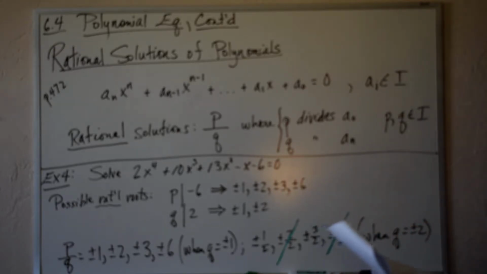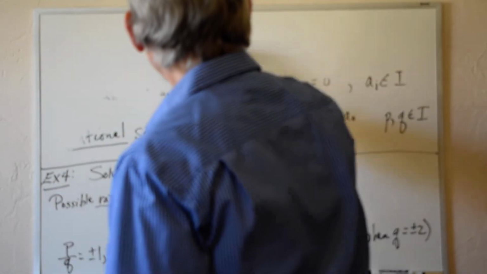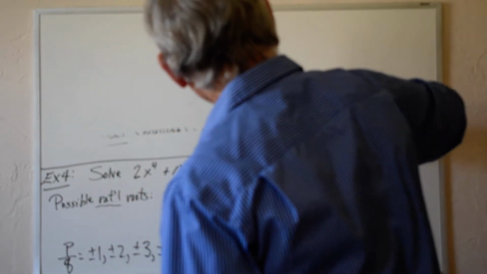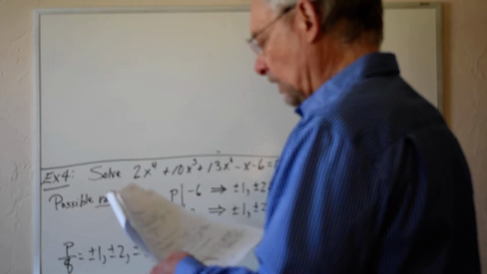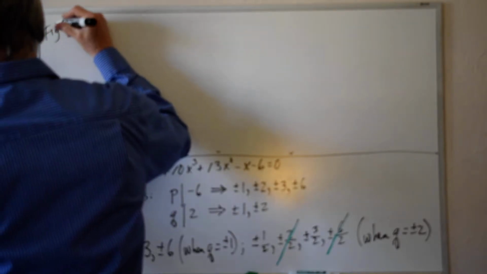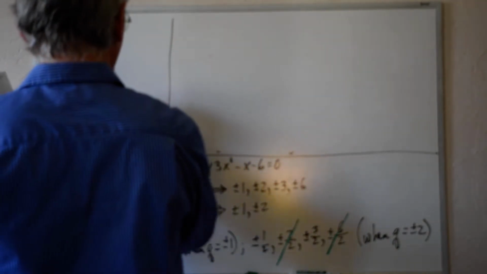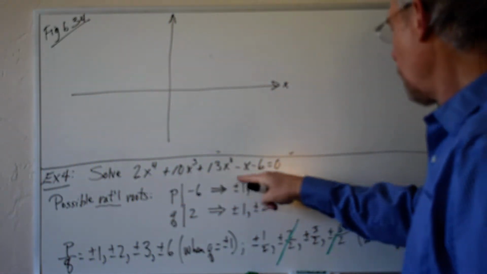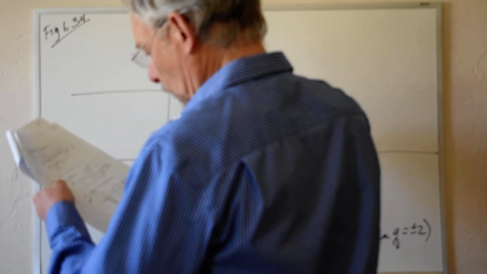Now, in this modern day and age of graphing calculators, we can use the graph of the function to eliminate some possibilities. Look at figure 6.34. If you were to take this polynomial in x and set it equal to y, you would have a graph that looks like this.